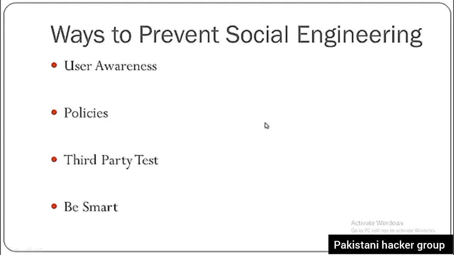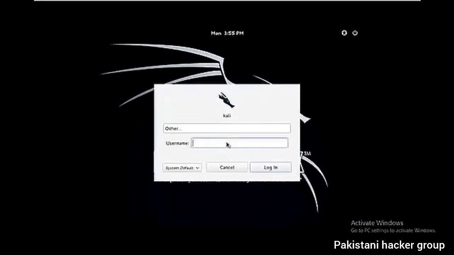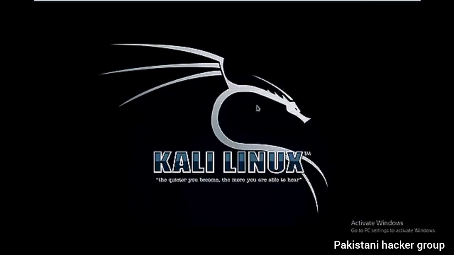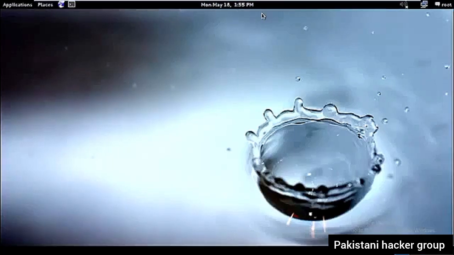So enough of these theories, now let's take a look at something practical. Let's open our Kali Linux system. We have it over here. Let's do some actual attacks. Perfect. So let's do some practical problems that will help us gather much more information.